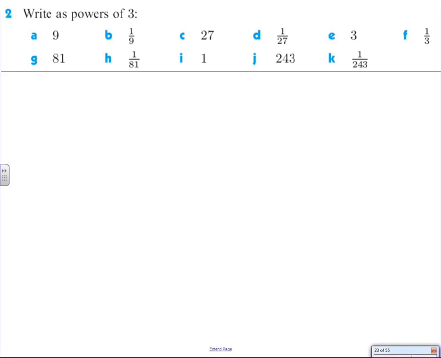Following on with the same sort of patterns, this is the same exact reasoning, except this time it's 3 to a power. 9 is 3 squared, 1 over 9 is 3 to the negative 2. 27 is 3 cubed, 1 over 27 is 3 to the negative 3. 3 is 3 to the 1, and 1/3 would be 3 to the negative 1. 81 is 3 to the 4th, 1 over 81 is 3 to the negative 4th.